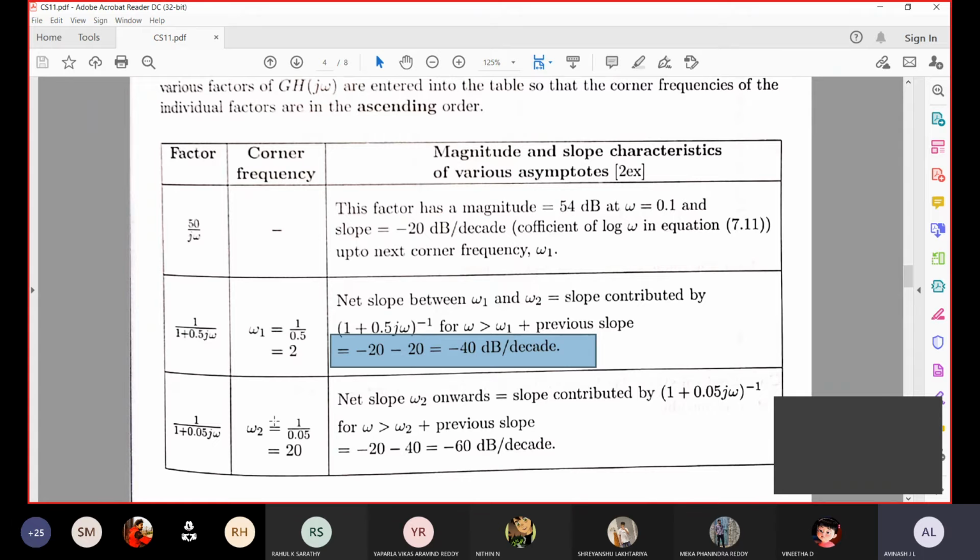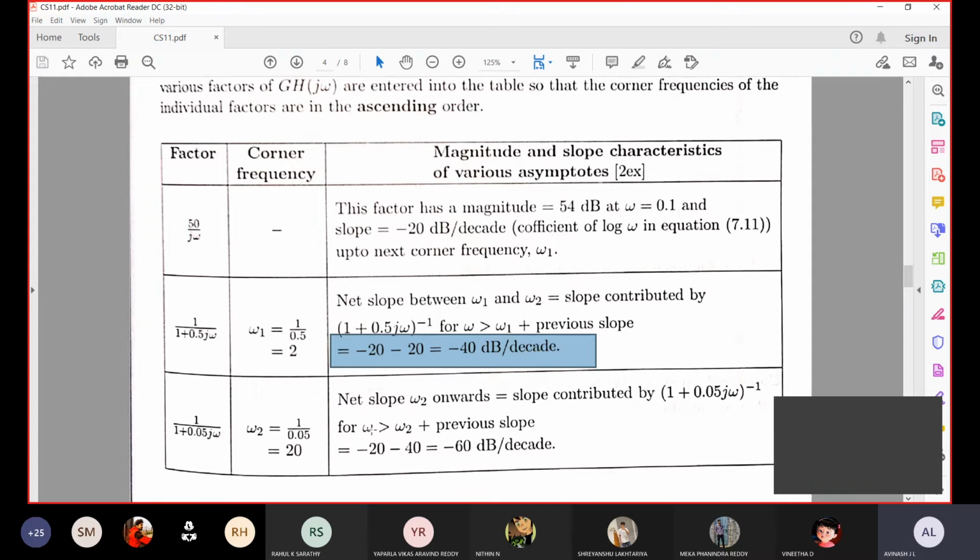Then the third factor is 1 divided by 1 plus 0.05 j omega. The next corner frequency we nominate as omega 2, which will be equal to 1 divided by 0.05. The value of 1 divided by 0.05 is 20. So 20 is the next corner frequency.